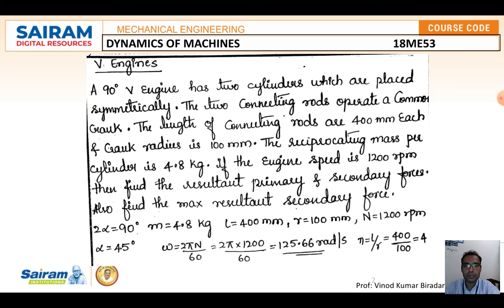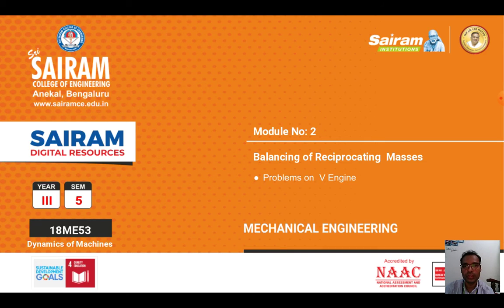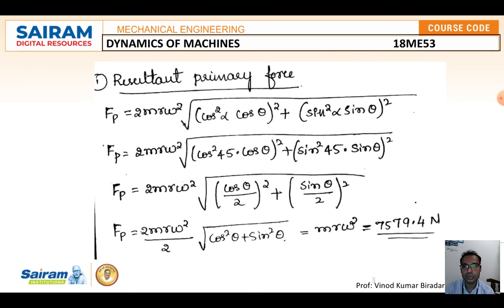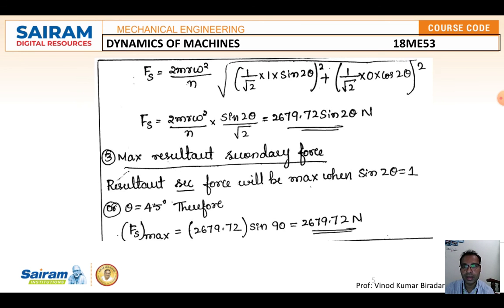Okay, so I will repeat here. In the V engine you have to remember the formulas of the primary force, the secondary force, and the resultant and maximum force. These three formulas you have to remember, and then only you are going to solve this type of problems. I will repeat again the last one, as others may have confusion here. The third one is the maximum resultant secondary force, which is nothing but the resultant of the secondary force being the maximum when sin 2θ is equal to 1.